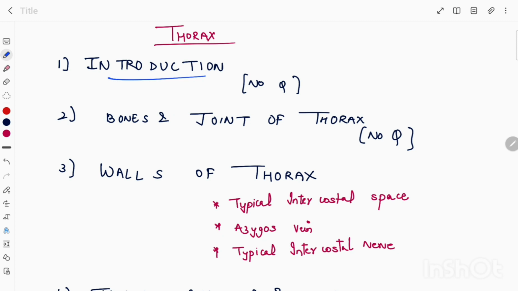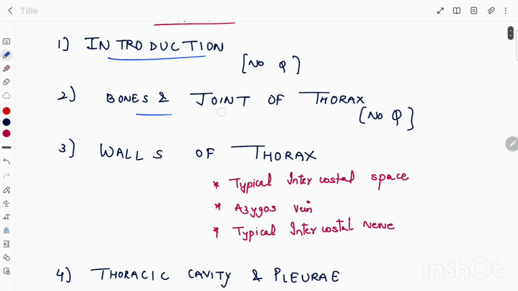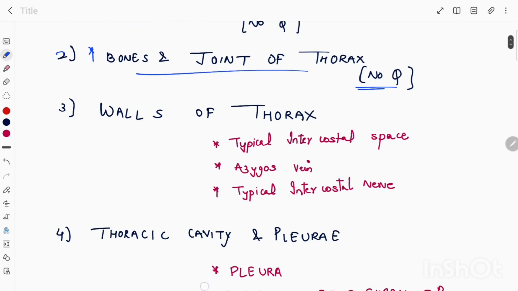No direct question comes from this chapter, but you should at least read it once so that you get the basics of the thorax. Then the second chapter is bones and joints of the thorax. In this also no questions come, but you should know how many ribs are present, what their location is, and what muscles are present on those ribs. तो ये आपको पता होना चाहिए. Then directly no questions come from the second chapter either. Then comes the wall of the thorax, the third chapter.